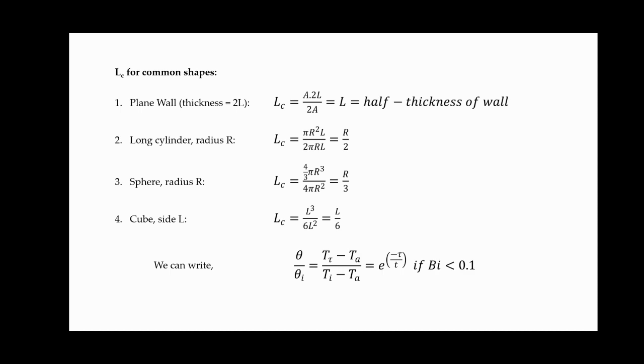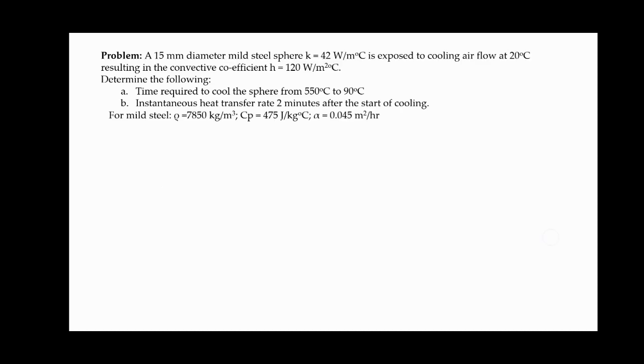With this definition of characteristic length for common shapes, we can write theta by theta I, which is also equal to T tau minus Ta divided by Ti minus Ta, is equal to e to the power of minus tau by T, where tau is the time and T is the thermal time constant if Biot number is less than 0.1. With this lump system analysis, let us solve few problems.